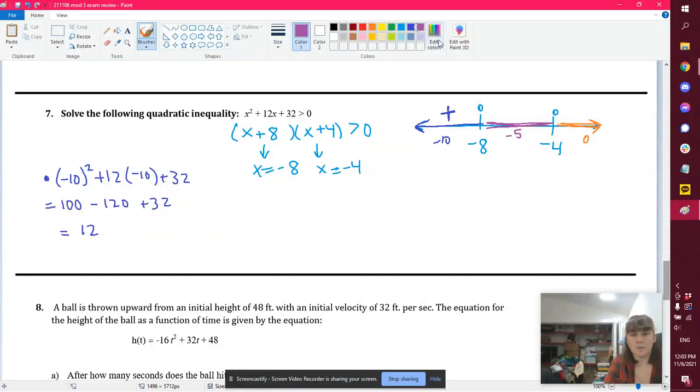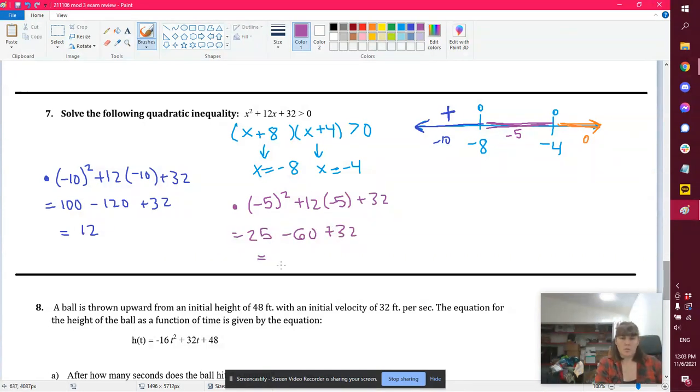So this gave us positive stuff. And I plug in -5. I do -5 squared plus 12 times -5 plus 32. 25 minus 60 plus 32, which is negative, let's see, calculator, gives us -3. So this gave us negative numbers. Then when I plug in 0, which is my easiest thing to plug in, and I do it at every given opportunity, I get 32, which is positive.